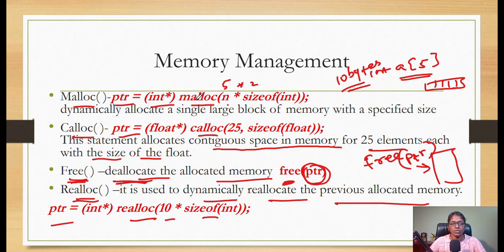So the memory management functions are malloc, for memory allocation of a single large block of memory dynamically with a specified size; calloc, which is used to allocate contiguous space in memory; free, which is used to deallocate the memory; and realloc, which is used to reallocate the previously allocated memory. That's it.